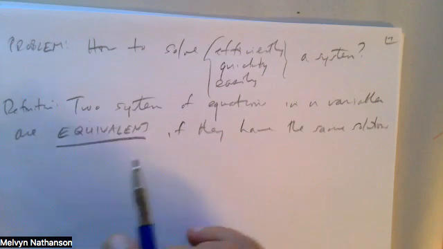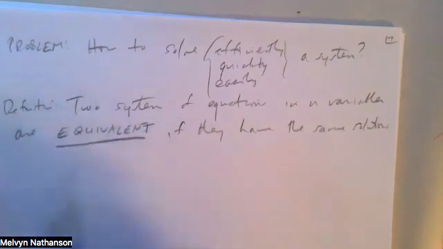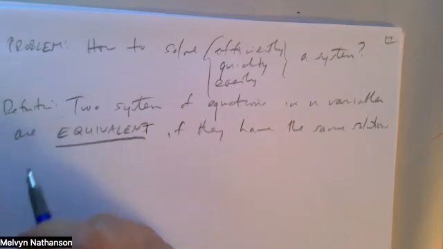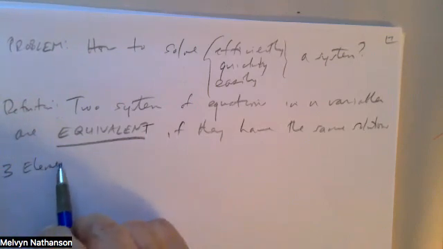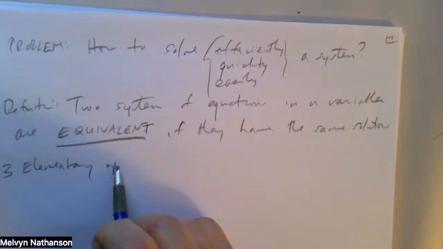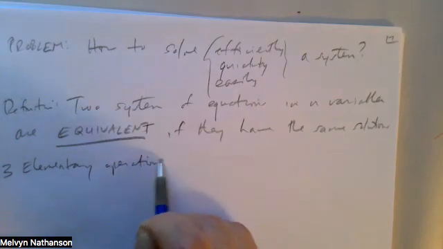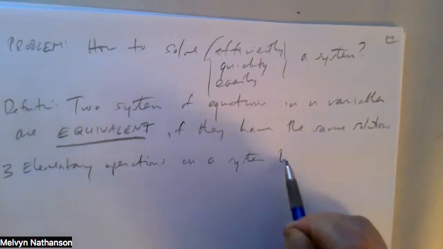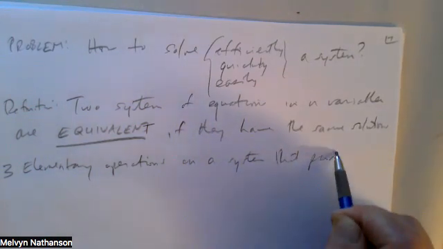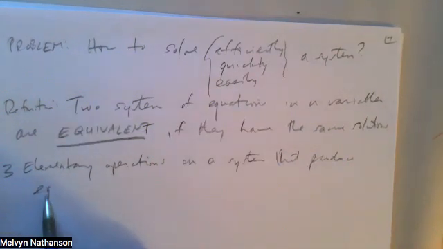And it's then natural to ask, what can you do to a system of equations to get another system that's equivalent to the original system? So I'm going to list three elementary operations on a system of equations that produce equivalent systems.